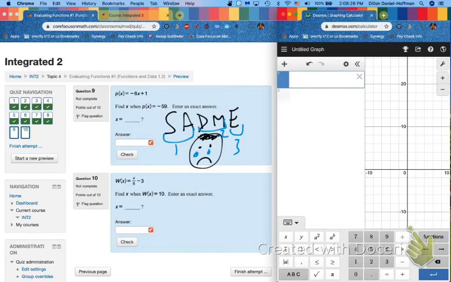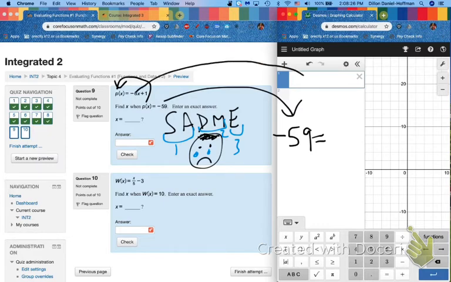So for this, here's how we set it up. P of x is -59. So I'm just going to start by writing that down. If you have a piece of paper, you can write that down, whatever your P of x equals. And then your right side, you just transfer over. So my right side is -6x plus 1. So I transfer it over and write -6x plus 1.